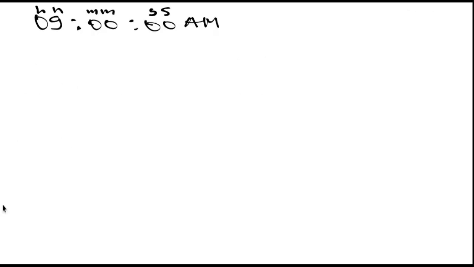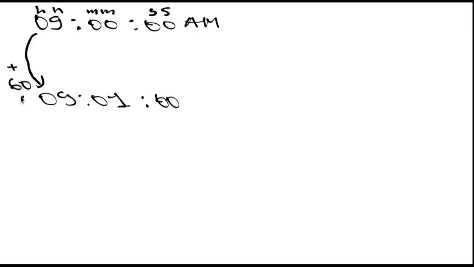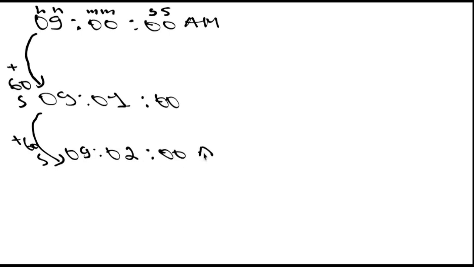So let's see. For example, it's 9 a.m. and we want to go from 9 a.m. to 9 a.m. 1 minute 0 seconds. What are we going to do? We are going to add 60 seconds. If we add 60 seconds again, we go to another minute.